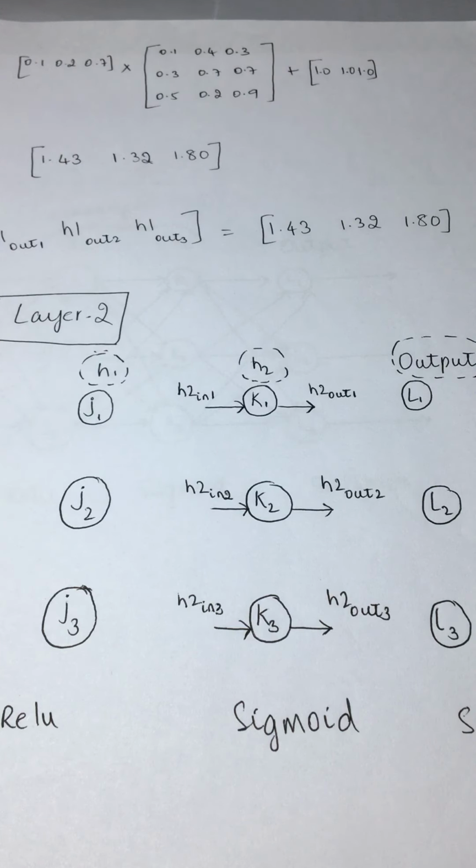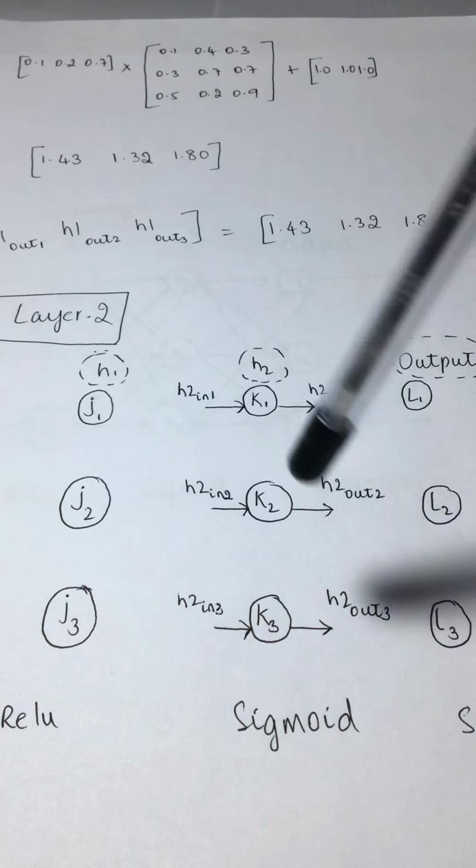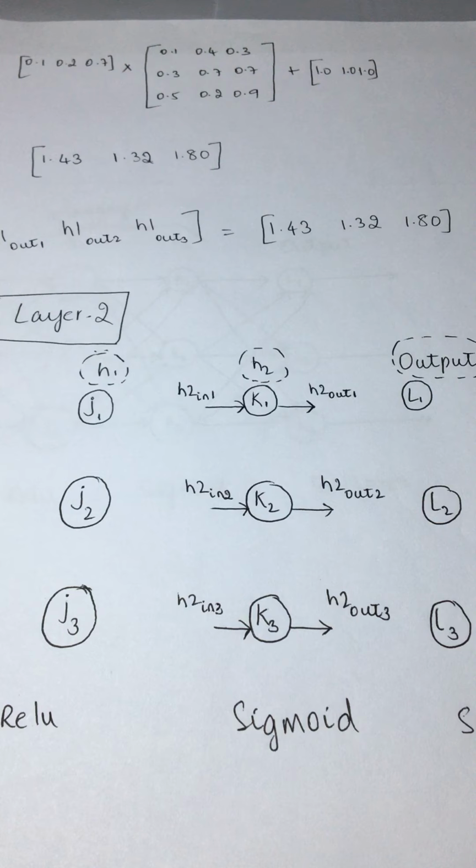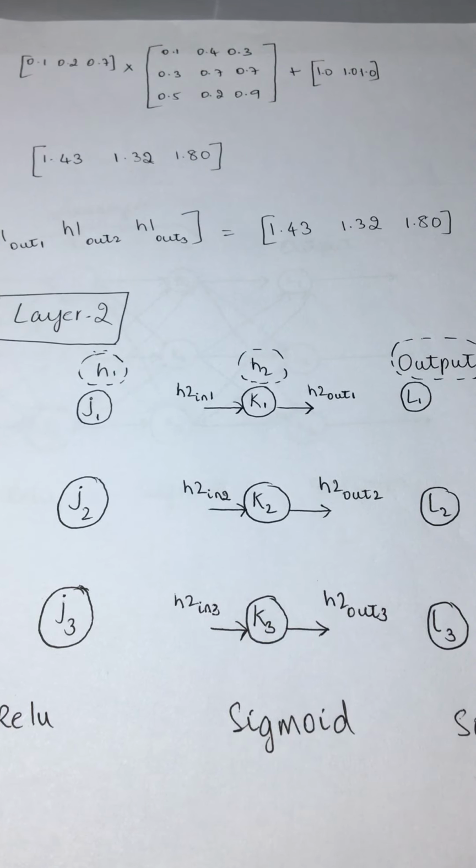Again, it's the same. Conceptually, it's the same thing as what you saw previously. These are your inputs. You multiply with the weights, add to your bias. After that, you pass it through your activation function. So conceptually, it is the same.